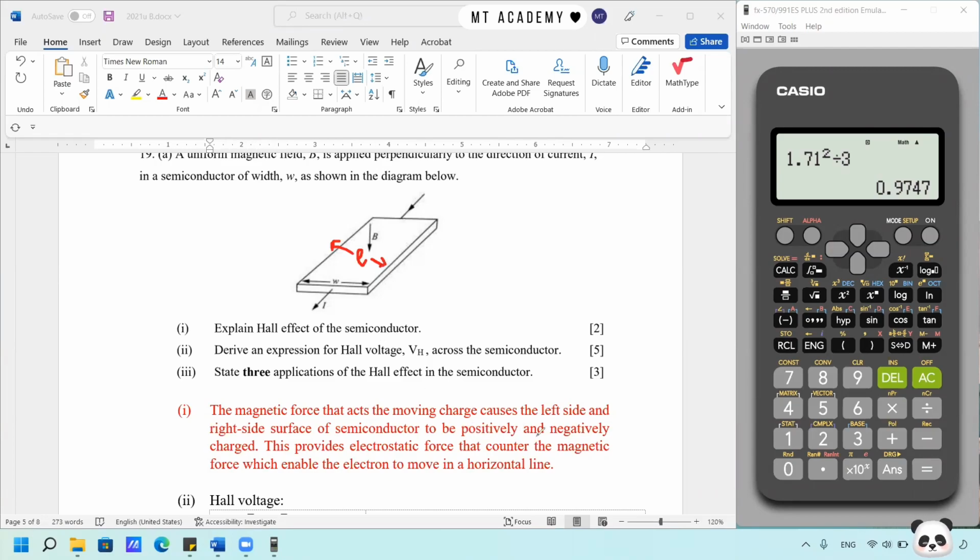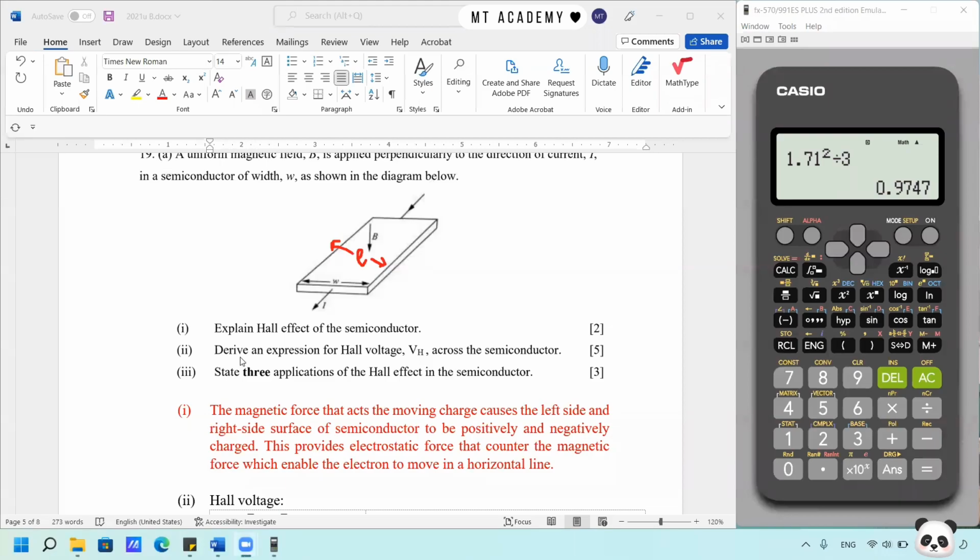Okay, to be positive and negatively charged, so this provides the electrostatic force that counters the magnetic force, which enables the electron to move in a horizontal line. So you can explain it, okay, as what you have learned in the textbook. So this is just a sample answer provided by me.